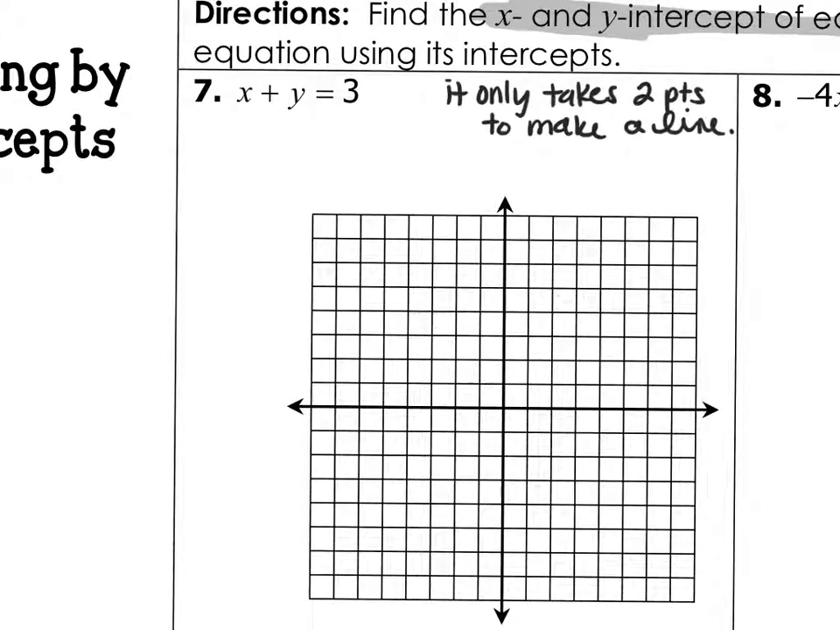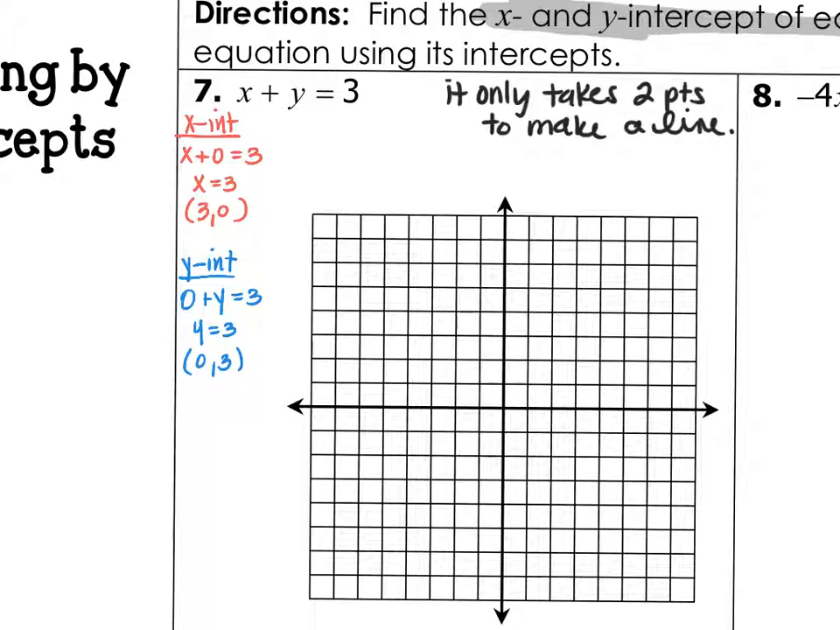We have x plus y equals 3, and we're being asked to use intercepts to graph. So my x-intercept can be found by setting y equal to 0. So x plus 0 is equal to 3, or x equals 3. So my x-intercept is (3, 0). My y-intercept could be found by setting x equal to 0. 0 plus y is equal to 3. So y is equal to 3. So my y-intercept is (0, 3).